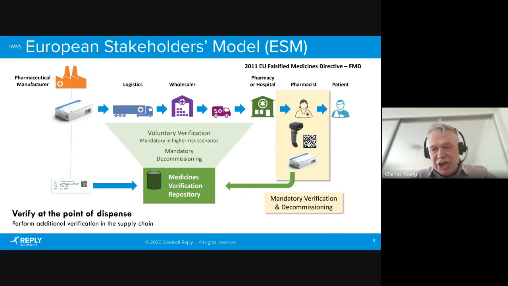Within the supply chain, verification is largely voluntary in most cases. It doesn't have to be done. Wholesalers can do it, or other supply chain operators, but it's not required by law, except in certain high-risk scenarios. There are certain situations where wholesalers must verify. And if they decommission a pack, for example, they destroy it or export it beyond the EU, or one or two other situations, even quarantine, then it's mandatory for them to record that state change within the system. So that's essentially the idea. And of course, everything hangs on the trustworthiness of the repository at the center of this.